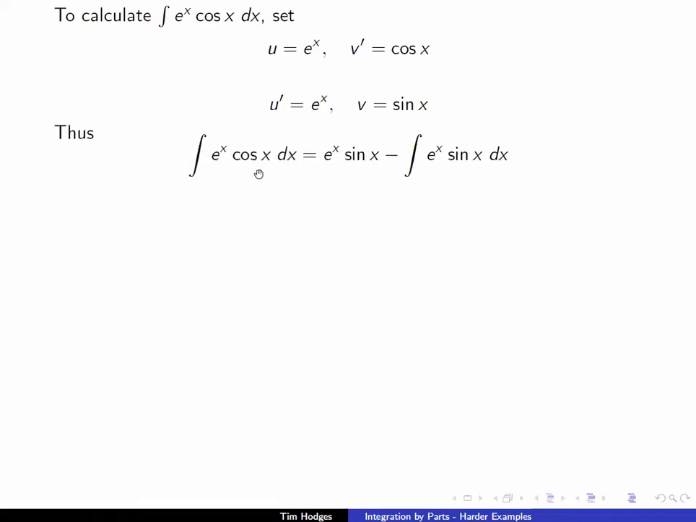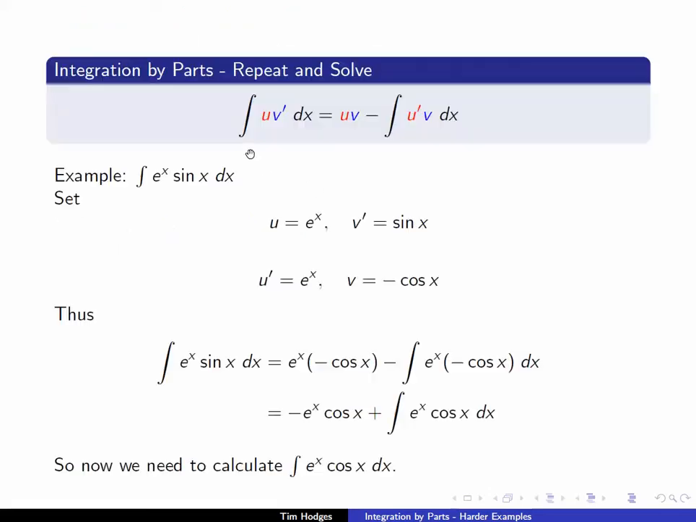So the same kind of procedure gives us that this integral is uv, e to the x sine x, minus the integral of u prime v, e to the x sine x dx. So we've got back to the problem that we started with. It looks as if we're going in circles. But if we look at our answer carefully, we see that in fact we can now deduce the solution to this problem. Let's go ahead and substitute this equation back into this one here.